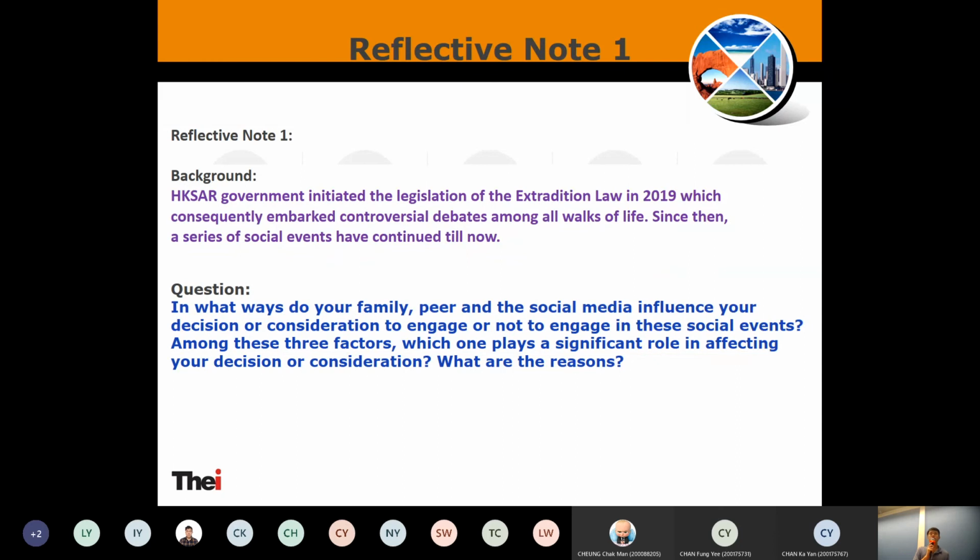Regarding the nature of question 1, actually the core idea is not about your decision or consideration. The core idea is about the influence of family, peers, your buddies, co-workers, colleagues, or social media like Facebook, Instagram. For example, the news, the Standard News, Apple News, something like that. In what way do they influence your decision or consideration?